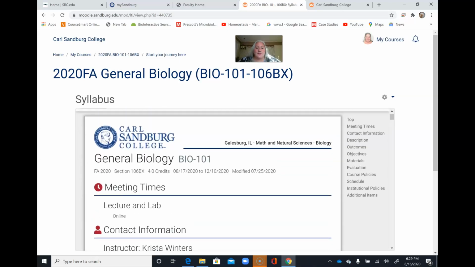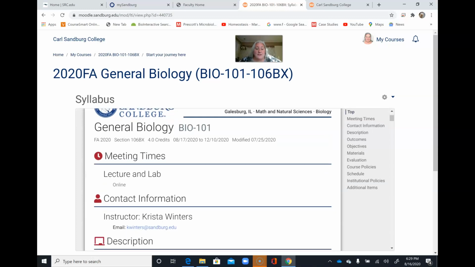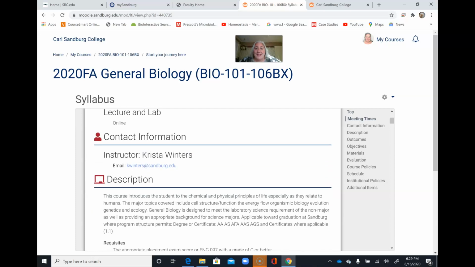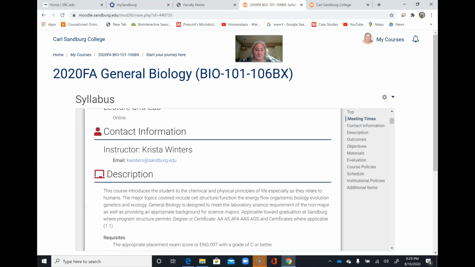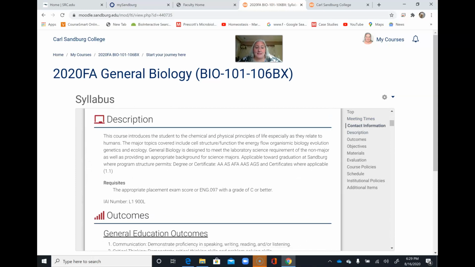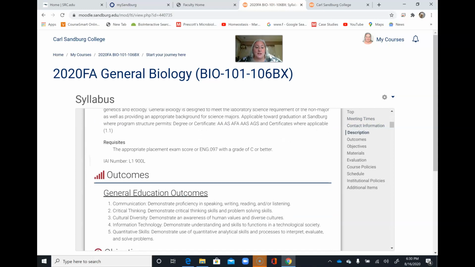All right, so this is the fall 2020 syllabus. First thing it tells you, lecture and lab are online. Here's my email. I am an adjunct faculty member, which means I don't have an office. So the best way to get a hold of me is via my email or come to my office hours.